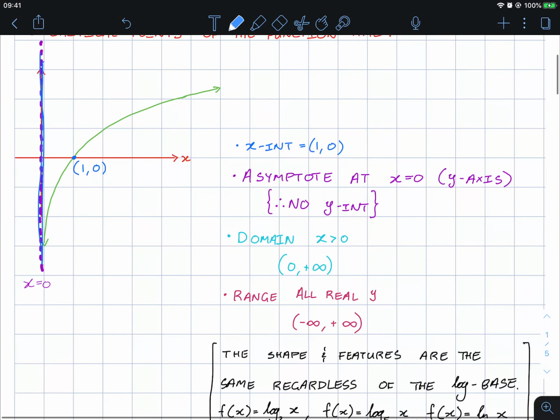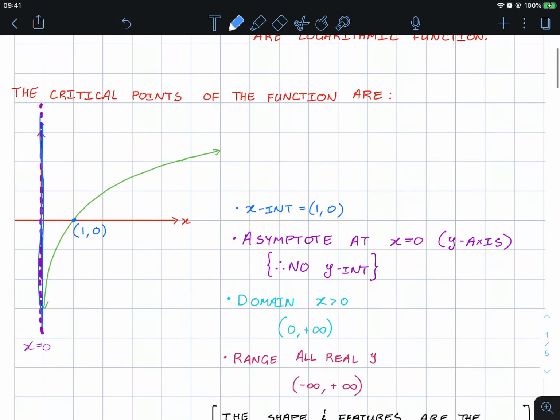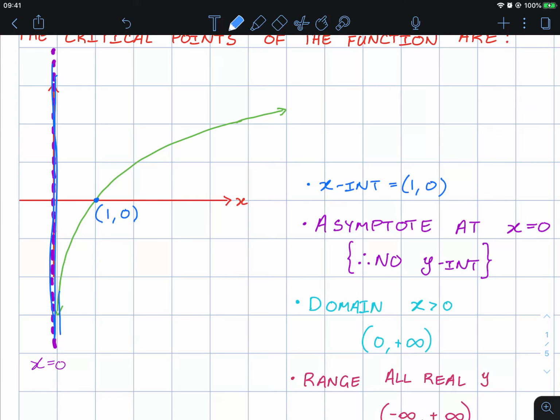And the last feature is that the range is all real values of y, so from negative infinity to positive infinity. Now, just going into more detail about this, the negative infinity makes sense because the curve goes off to negative infinity.